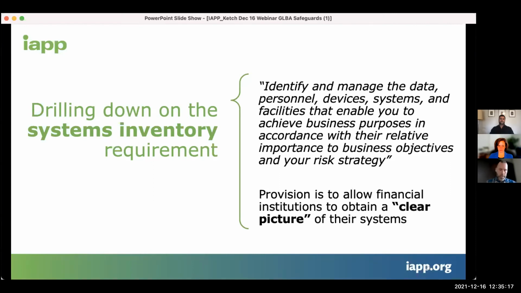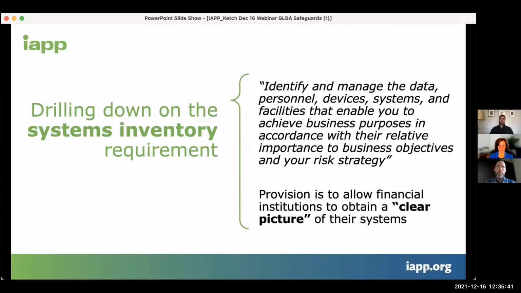Essentially, the FTC is now requiring institutions to obtain a, quote, clear picture of their data and the systems in which it resides. And if you read the rule itself, they are not hiding the ball in saying that this will require relatively sophisticated technical solutions to be able to do this. So we are going to dig into this requirement.